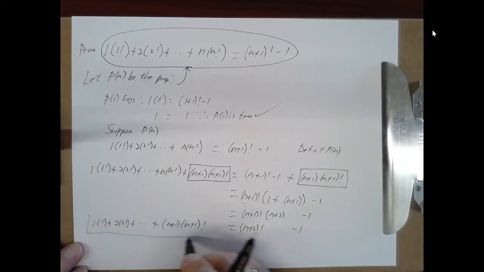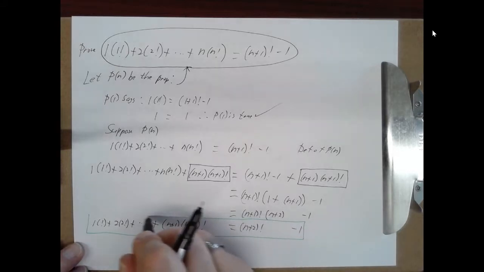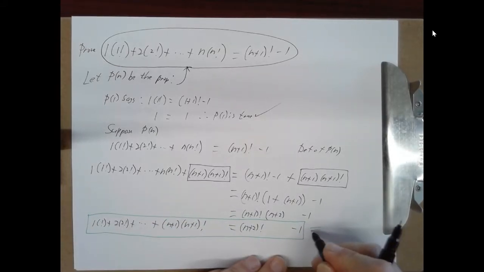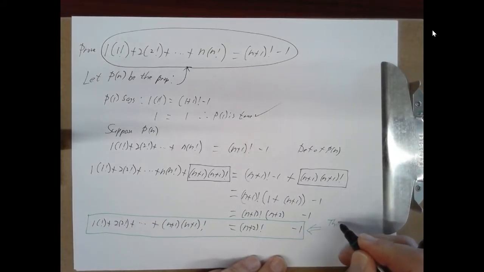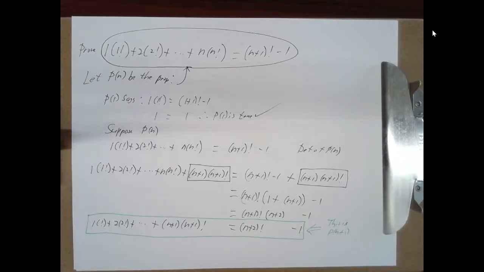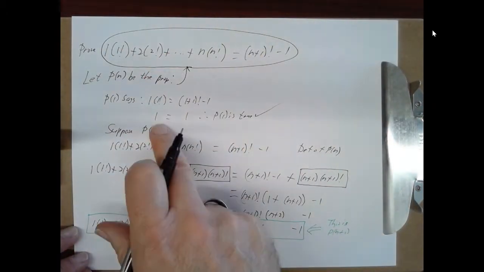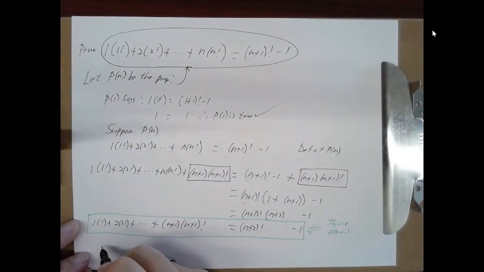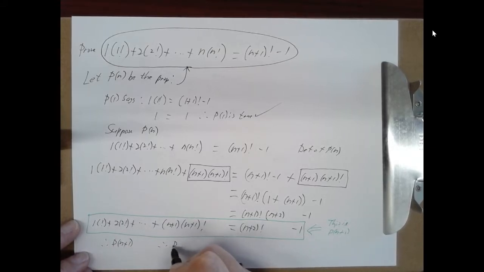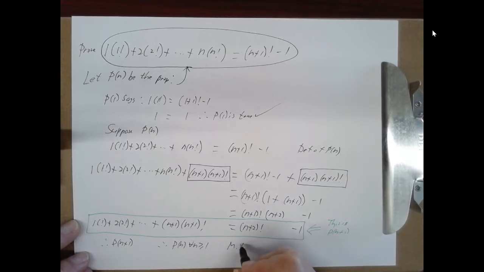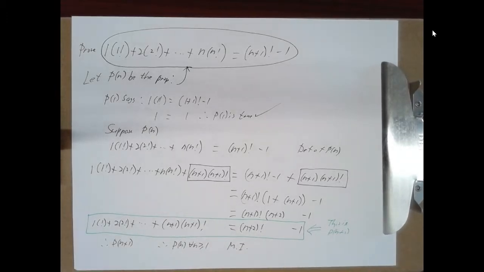And this is P of n plus 1. So assuming P of n, we proved P of n plus 1. And therefore, P of n itself is true for all n bigger than or equal to 1. And the reason is mathematical induction.